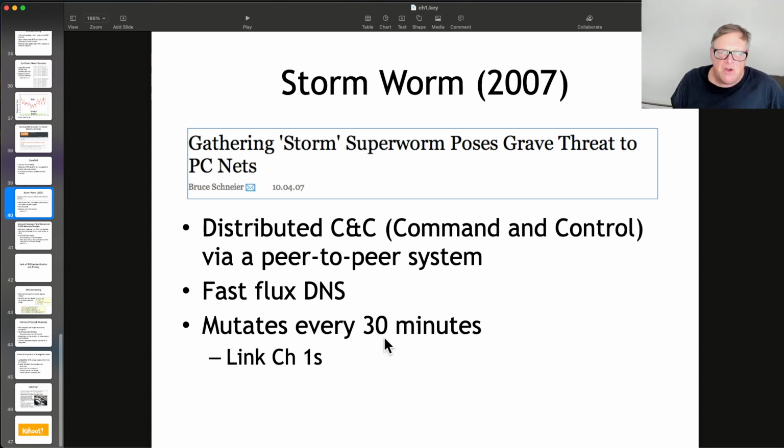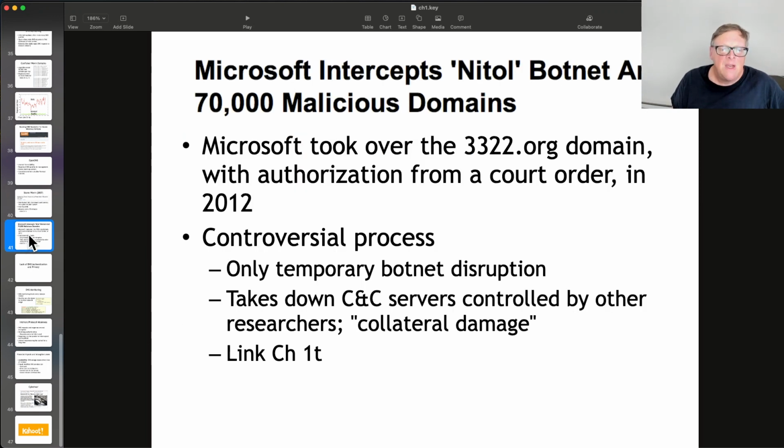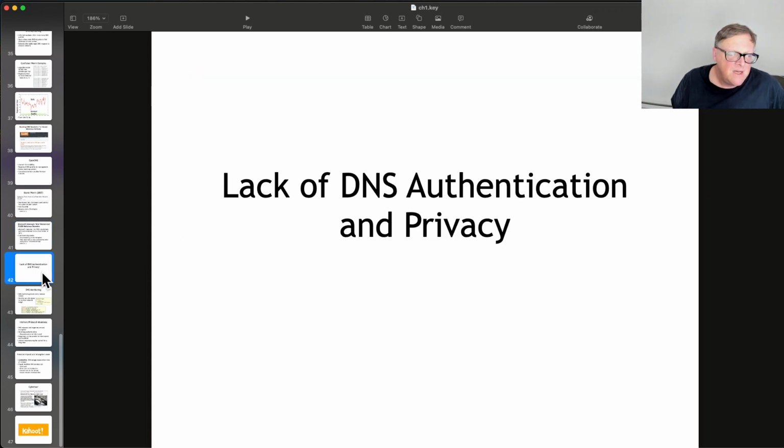It can go much faster, but anyway, it keeps changing the address, making it hard to block. And Microsoft took over a domain. This is a controversial process, but it's becoming quite common that a company trying to fight attacks will take over domains. They take over the command and control servers, and then they take over control of the botnet. And they can use it to perhaps clean off the botnet or pop up a warning message to the users or things like that.